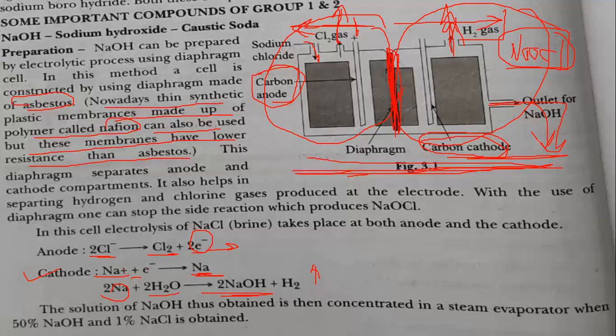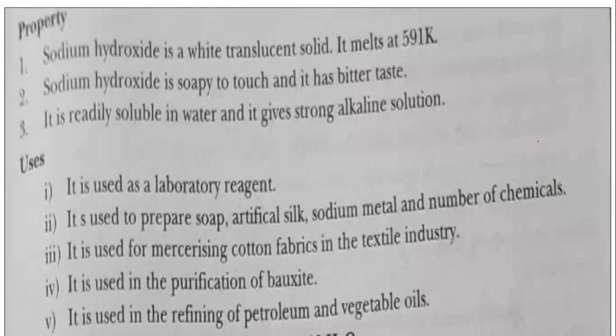So this is the synthesis, or preparation, of sodium hydroxide. Now where do we use this sodium hydroxide, and what are its properties? Sodium hydroxide, as we know, is a white translucent solid and it melts at 591 Kelvin. It is soapy to touch.